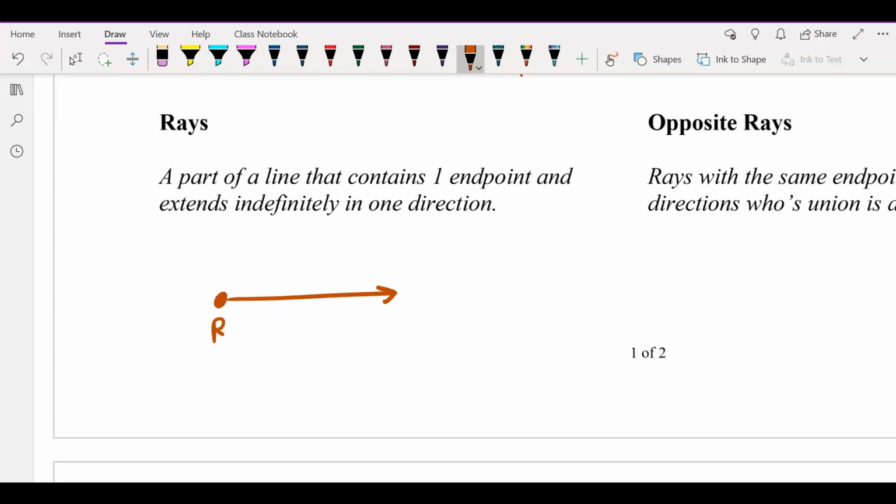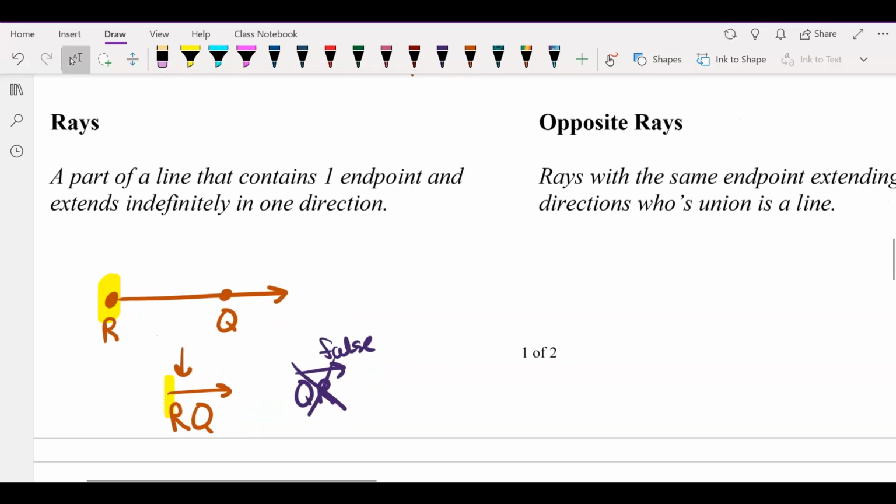So here we'll have R, and let's put a point Q. Now, the way to write that notation would be RQ, and because of the way the ray is going, you still have to write it in that manner. The R is where the endpoint is. That means it needs to still be in that exact place. It will not work if you put QR. That is not true. That is false. So that would not be a correct way to write a ray.